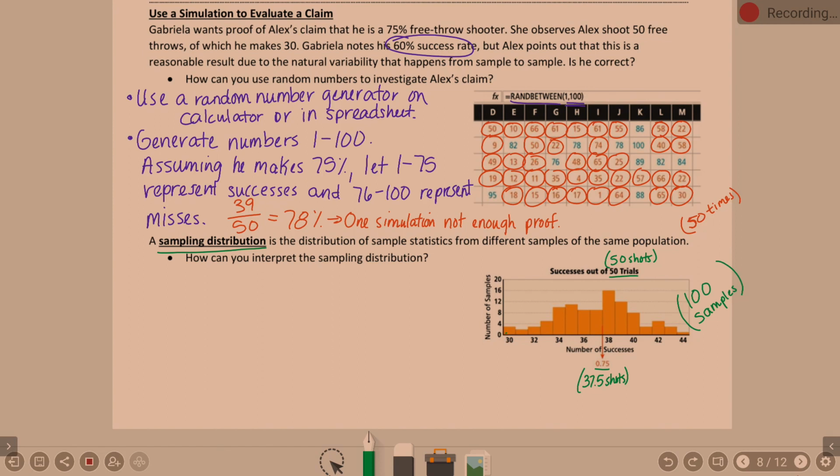But that's 37.5 shots. Now, yesterday, I kind of kept throwing out the idea of 95%, right? We're going to go back to that. So when we're talking about 95% of the data, that's going to be the majority of the data that we're looking at. Well, how many samples did we have here? 100 samples. How many samples are going to be 95% of the samples? 95, right? 95% of 100 is 95.